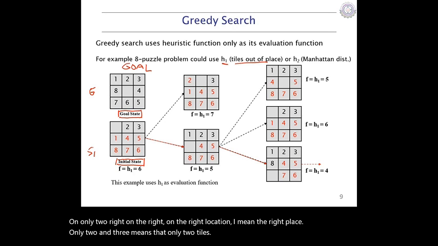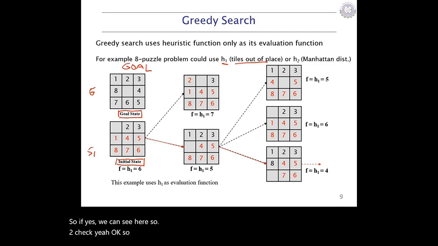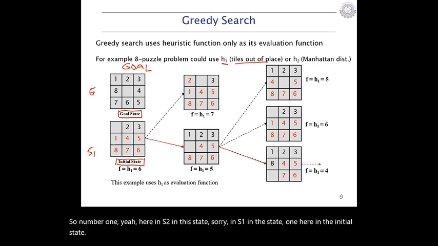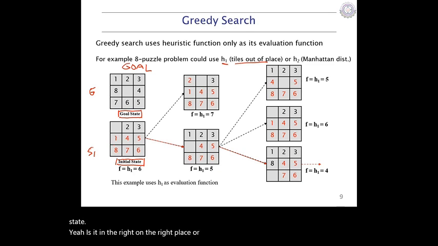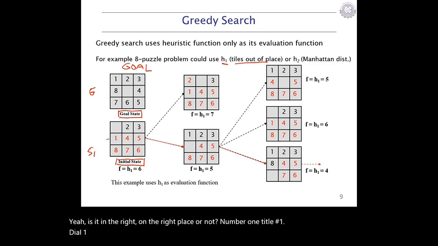So number 2, check. We look one by one. Number 1, here in state S1, in the initial state, is it on the right place or not? Tile number 1 here. This is the goal.